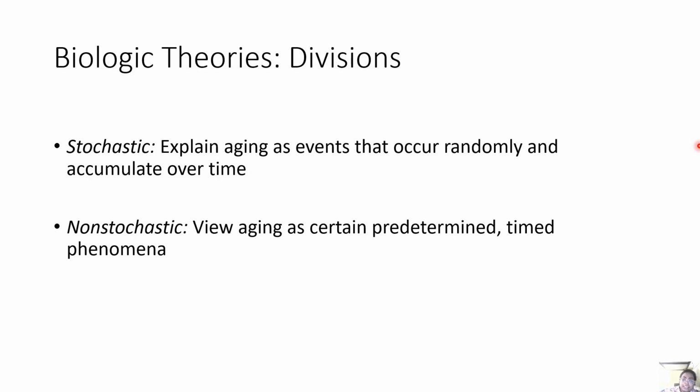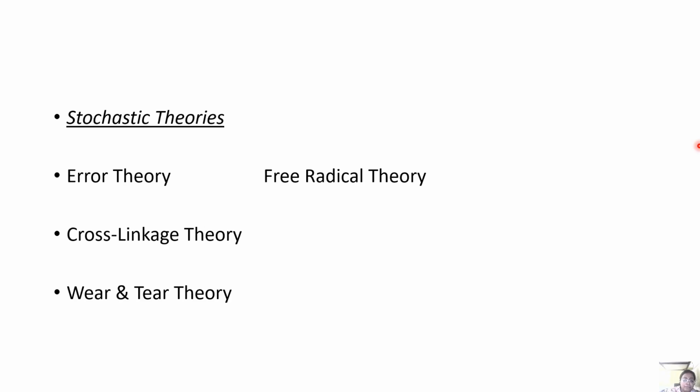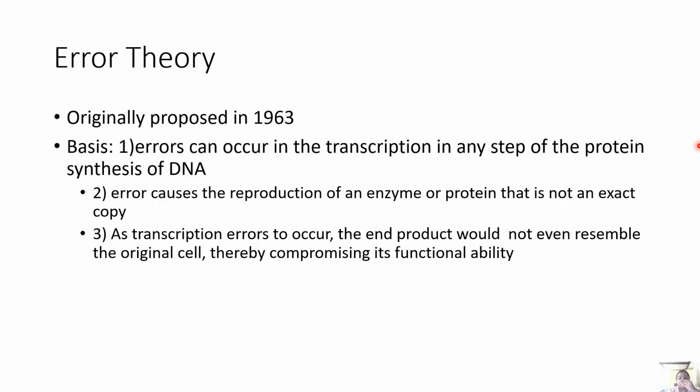So, stochastic theories explain aging as events that occur randomly and accumulate over time, and non-stochastic theories view aging as a certain predetermined time phenomenon. Now, what are the stochastic theories? Error theory, free radical theory, cross-linkage theory, wear and tear theory. If we talk about the error theory, it was originally proposed in 1963.